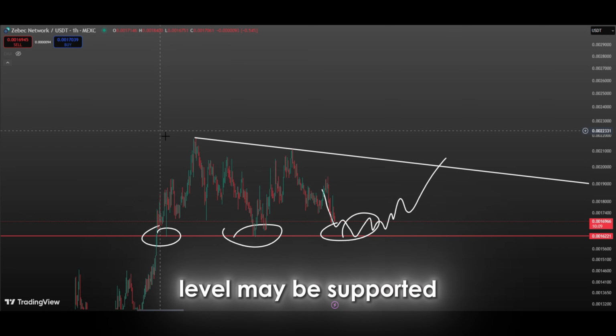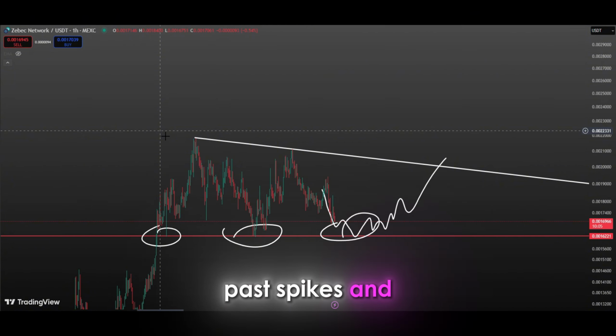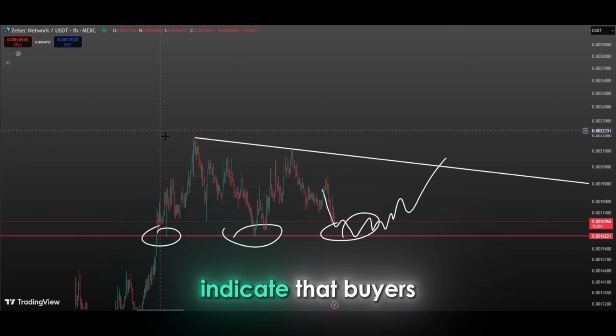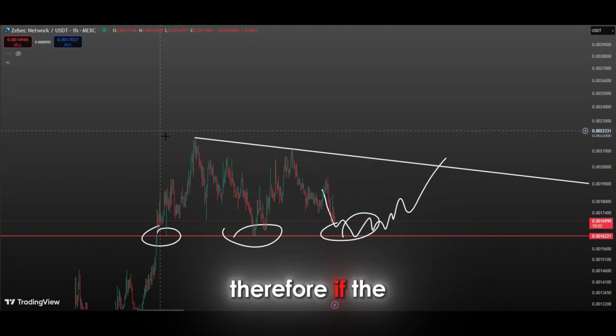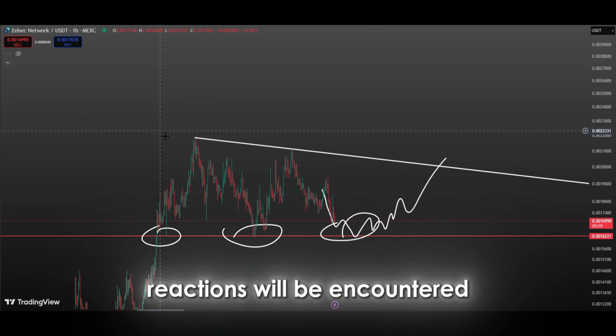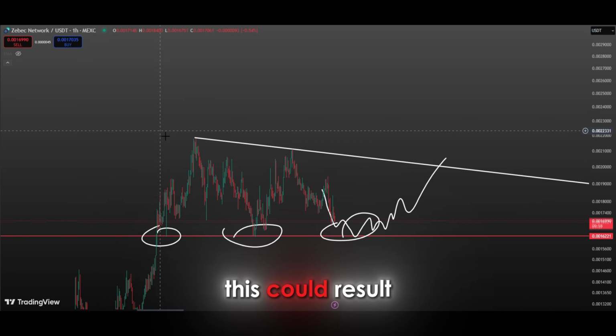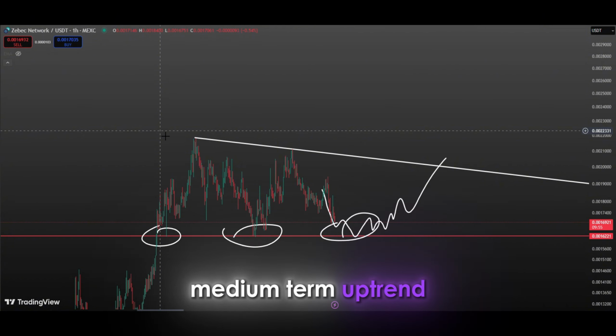Confidence in this level may be supported not only by past price reactions, but also by volumetric analysis. For example, past spikes and volume bursts in these areas indicate that buyers are actively monitoring and evaluating these levels. Therefore, if the price approaches this area again, it's quite possible that strong buying movements similar to previous reactions will be encountered. This could result in the price not only experiencing a temporary rally, but turning into a signal for the start of a more medium-term uptrend.